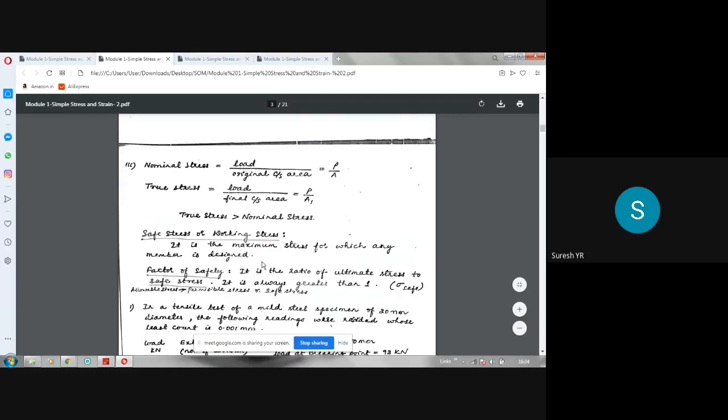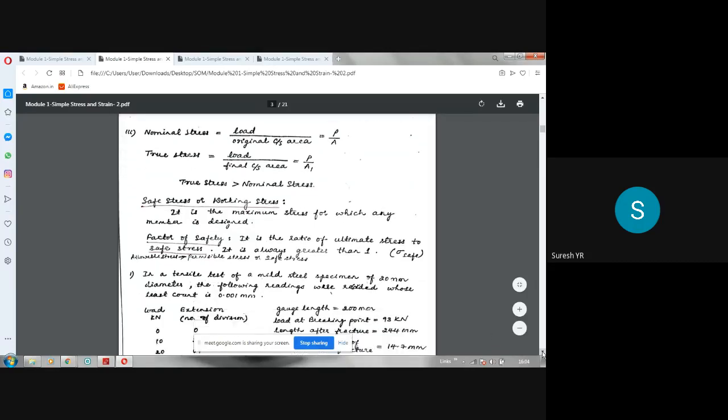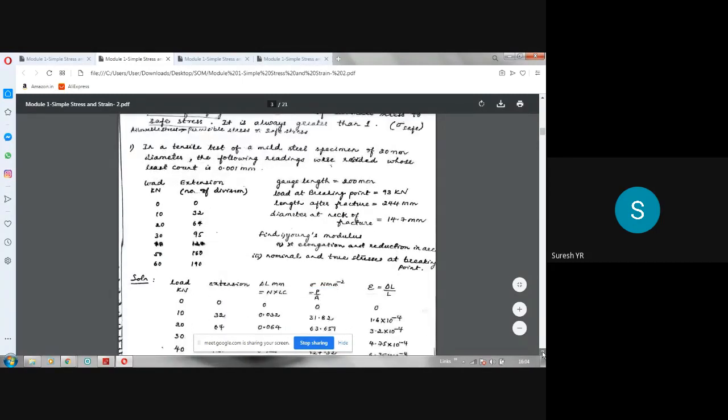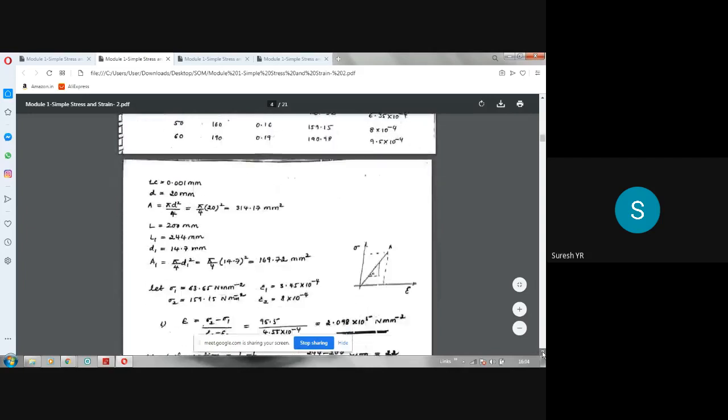There is one thing called factor of safety, which is nothing but the ratio of ultimate stress to safe stress, where safe stress is nothing but the maximum stress for which any member has to be designed. So if the stress in that material exceeds that safe stress, the material will fail. It will break. That is the meaning. And one or two problems I have done on this. You have to go through that.